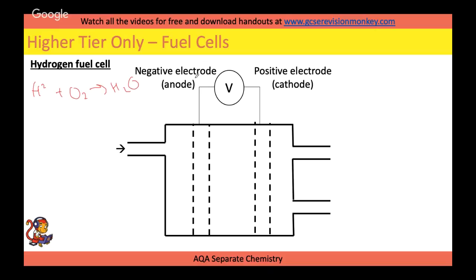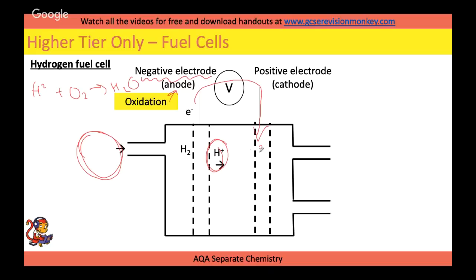It's the opposite of electrolysis in that the negative electrode this time is the anode and the positive electrode is the cathode. So hydrogen comes in and it goes to the negative electrode and it will give away electrons to turn into hydrogen ions. So this is called oxidation. Oxidation always happens at the anode, whether it's electrolysis or fuel cells. Okay, so oxidation is loss of electrons, hydrogen is losing electrons. So electrons are produced and they will go round the circuit like so and then up over here.